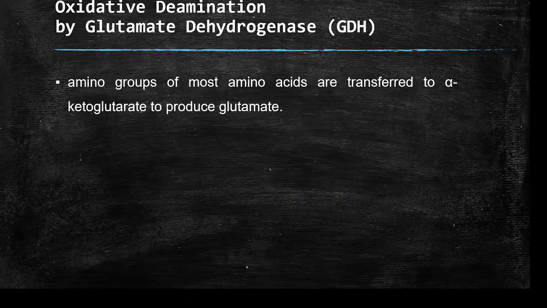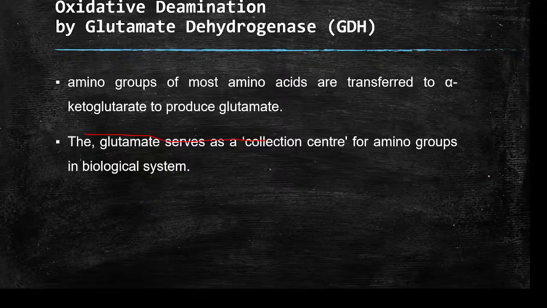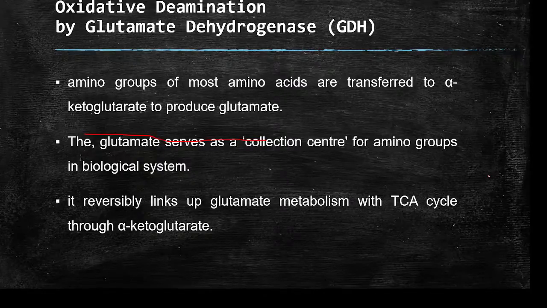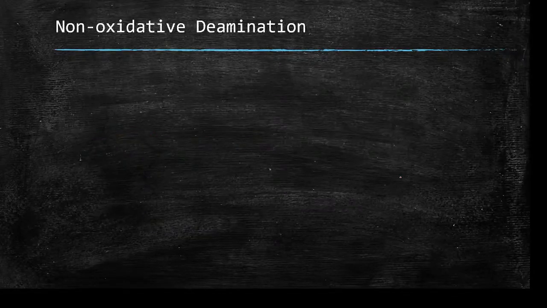So amino groups of most amino acids are transferred to alpha ketoglutarate to produce glutamate. Glutamate is the end product of amino acids, which ultimately releases the ammonia group to form urea. Okay, so glutamate serves as a collection center for amino acids in the biological system. It reversibly links glutamate metabolism with the TCA cycle through alpha ketoglutarate.